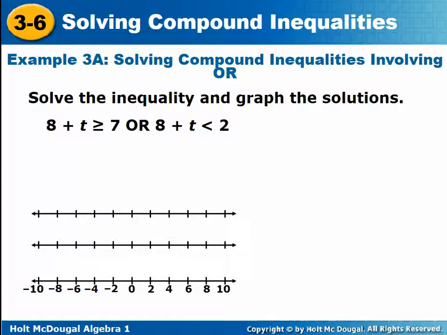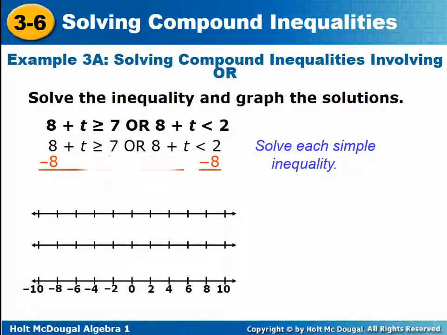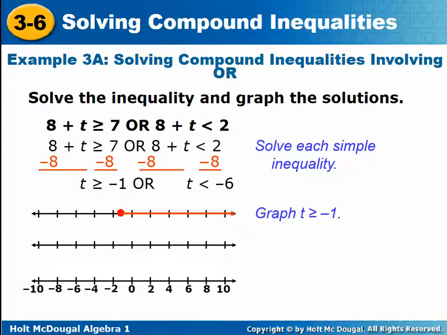In this example, we have to solve these ones first. It's an "or." They'll already be written as 2 separate inequalities, so you don't have to do that for your first step. So our first step is just to go ahead and solve each of those simple inequalities by subtracting 8 from both sides. And we get t is greater than or equal to -1 or t is less than -6. So we can graph them both separately if you want. There's t is greater than or equal to -1, solid dot, arrow to the right, and the graph of t is less than -6 looks like that. Open circle, arrow to the left.